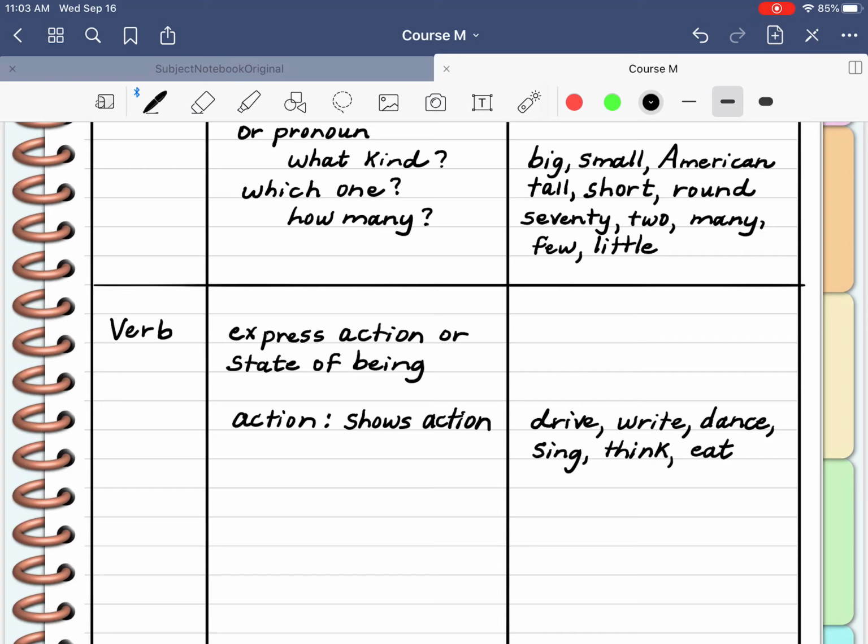But here again, the word dance can also be a noun if you're talking about a particular type of dance. So just because the word fits in the verb category doesn't mean that it's only a verb. You could use dance recital as a phrase, and then dance becomes an adjective that tells what kind of recital. So don't think that just because I write it in the verb category that it can only be a verb. These words can be used in lots of different ways. A linking verb.